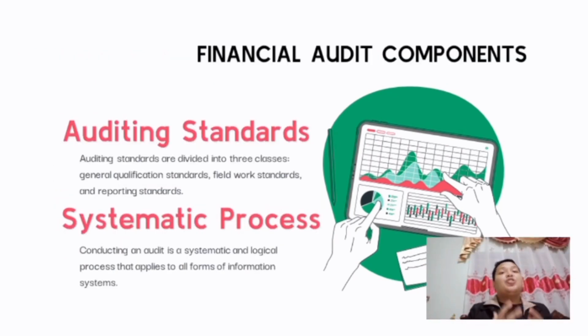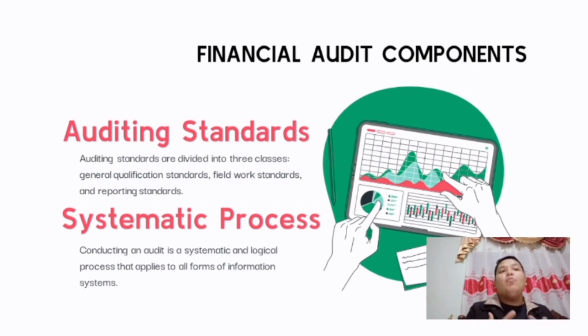Now, let's talk about the financial audit component, the auditing standard, and the systematic process. The product of the attestation function is a formal written report that expresses an opinion about the reliability of the assertions contained in the financial statement. Now let's talk about the auditing standard. Auditing standards are divided into three classes. These are the General Qualification Standard, Field Work Standards, and Reporting Standard.